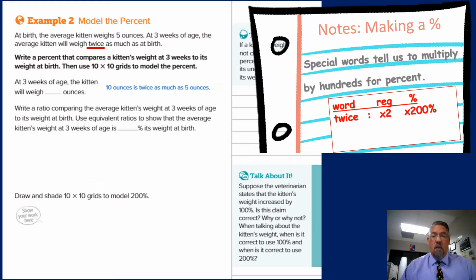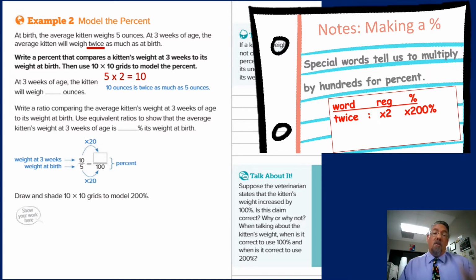And then my first note that I'm going to write down is that the word "twice" tells me to do what? Well, if it's just regular numbers, I'm going to multiply by 2. If it's percentages, I'm going to multiply by 200%, because 1 is 100%. One whole 10 by 10 grid colored in, that's 100 little boxes, so that's 100%. So if I would have 2 of them, I'd have 200%. So when we talk about what's going on here, if they're asking me how much would it weigh, well, if I know that it started out as 5 ounces and I am going to be twice as much, I just simply multiply by 2, that's going to give me 10. So it'd be 10 ounces.